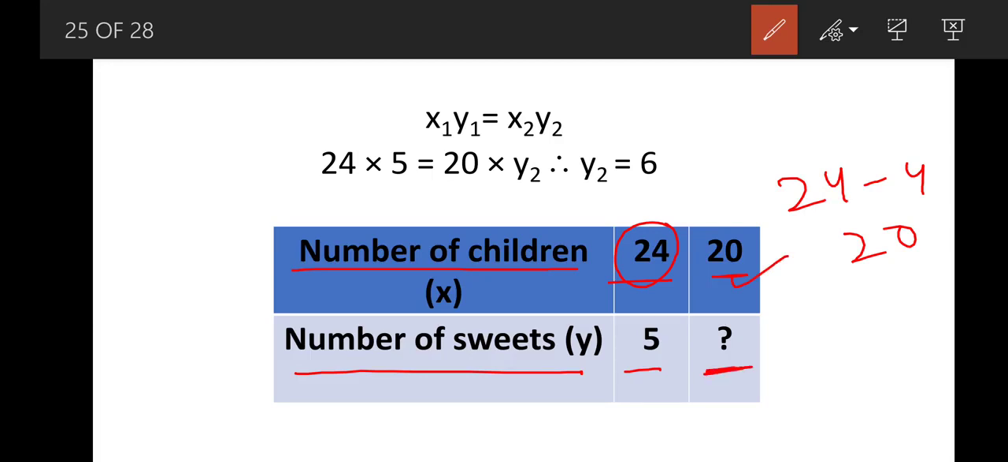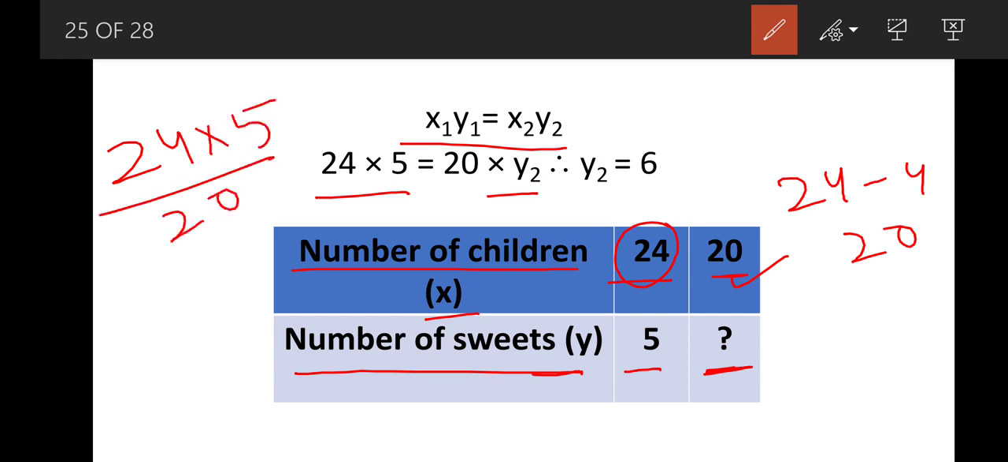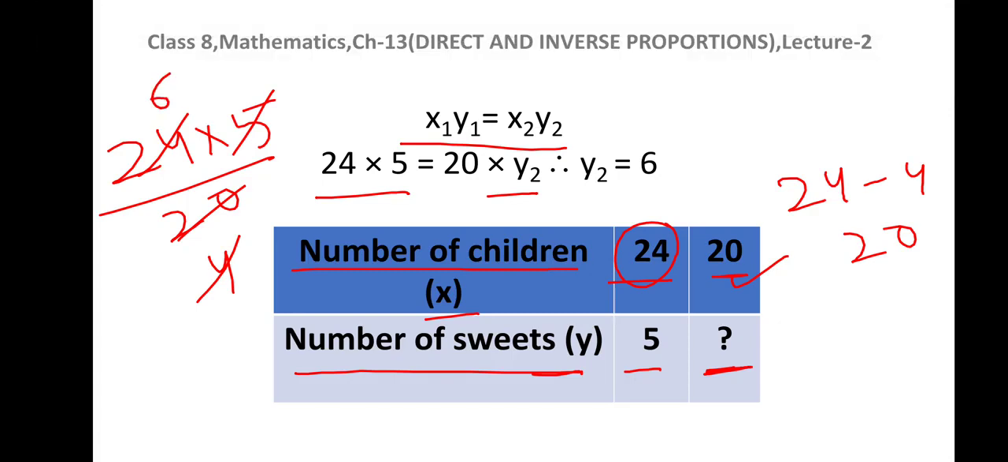So this is x, this is x, this is y. x1 y1 is equal to x2 y2. So 24 into 5 is equal to 20 into y2. After solving, 24 into 5 divided by 20, you will get the answer as 6. So the number of sweets each child will get will be 6. So this is question number 4.